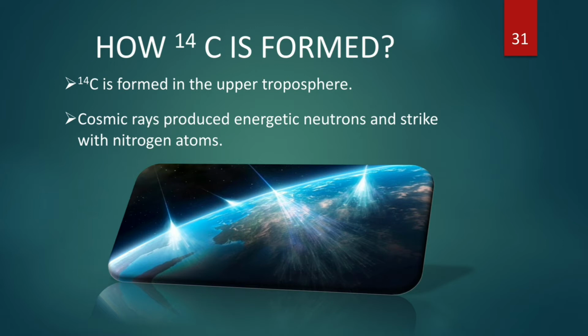Carbon 14 is formed in the upper troposphere. When cosmic rays from the sun enter the atmosphere, they commonly collide with the atoms present in the atmosphere and create secondary cosmic rays in the form of energetic neutrons. These energetic neutrons collide with the nitrogen atoms present, which have 7 protons and 7 neutrons.